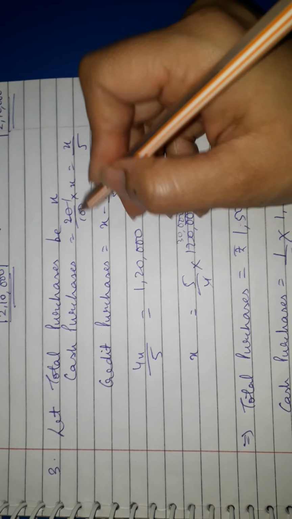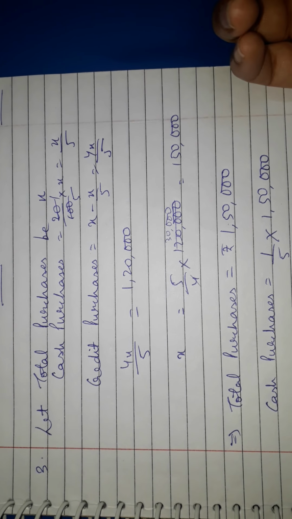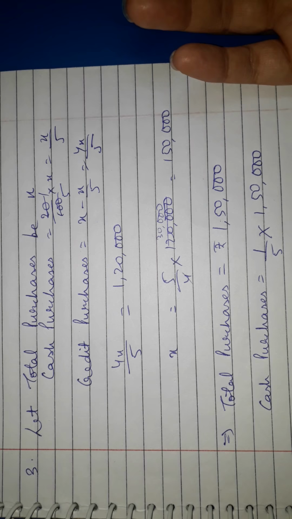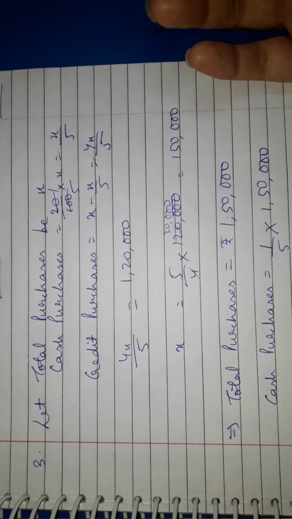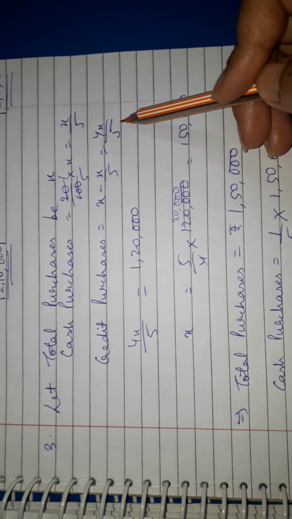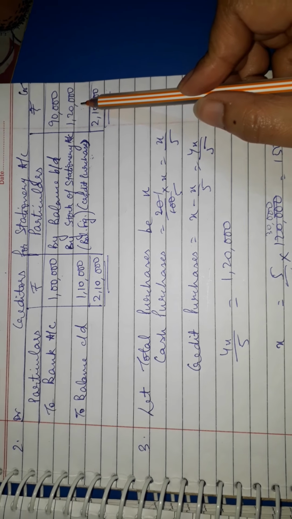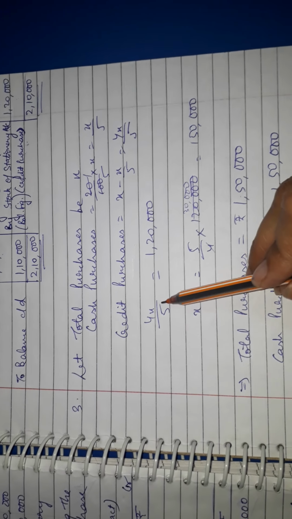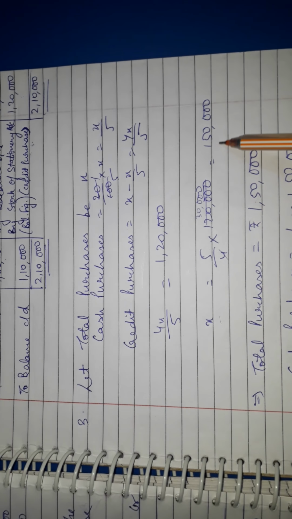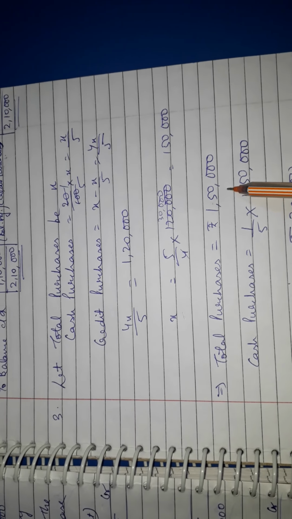If we deduct, 5 fives are 25, so it will be X by 5. Credit purchases would be, now that total purchases are given, of course it comprises only two components, cash and credit purchases. Here we are avoiding any kind of purchase returns because it is not mentioned in the question. So credit purchases would be X minus X by 5, hence 4X by 5. Now we know that credit purchases are 1,20,000 rupees as calculated in the account. So 4X by 5 will be equal to 1,20,000. After solving, we find the value of X is 1,50,000, and X here is total purchases. So total purchases would be 1,50,000.